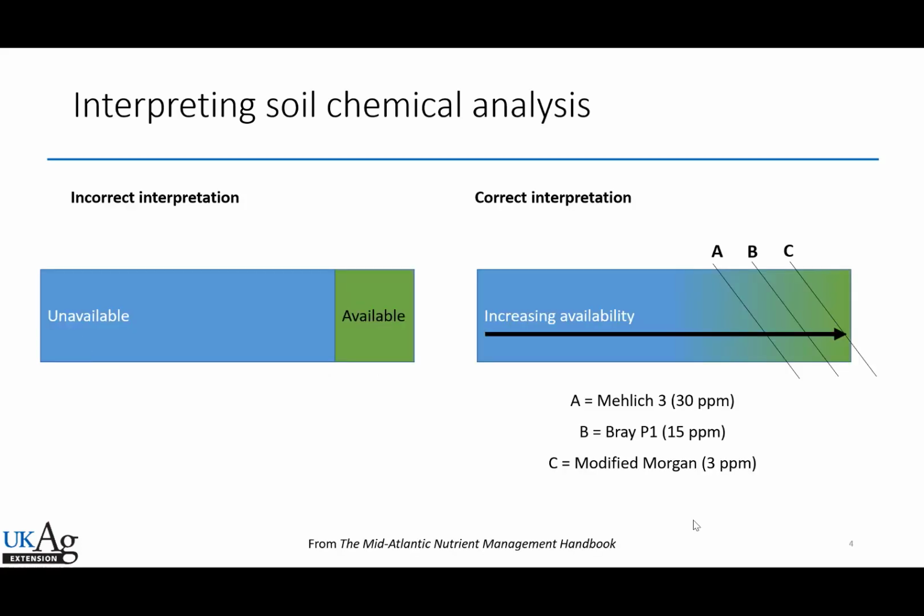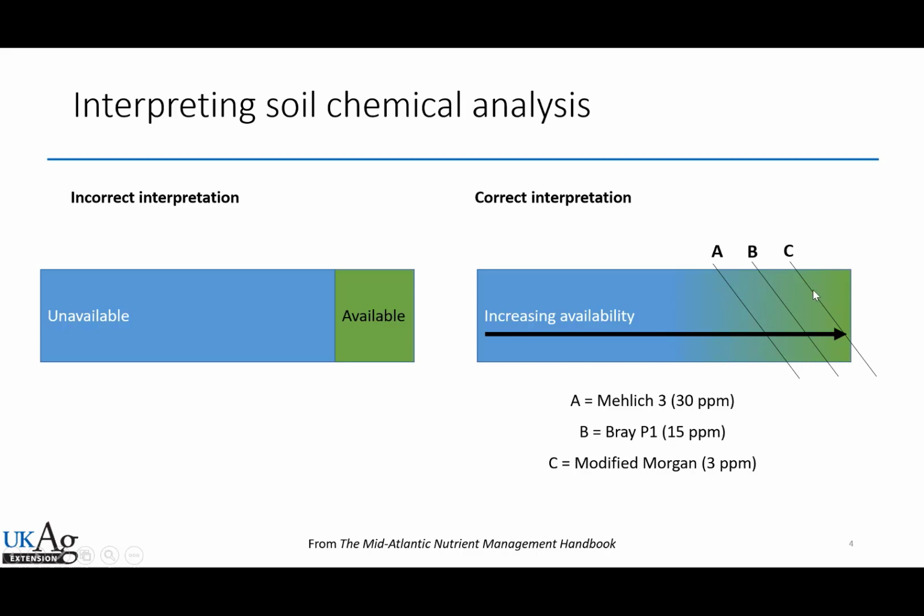So when we're interpreting the soil chemical analysis, some people look at this over here on the left as how they view it. You know, there's a certain point above which plant nutrients are available, and below that they're unavailable. But this isn't true. A correct interpretation of soil is of increasing availability. So phosphorus or potassium or whatever you're testing for, there's this total amount in the soil, and as there's more and more, it becomes more available. And each chemical analysis that we discussed previously kind of takes a different slice of that pie.